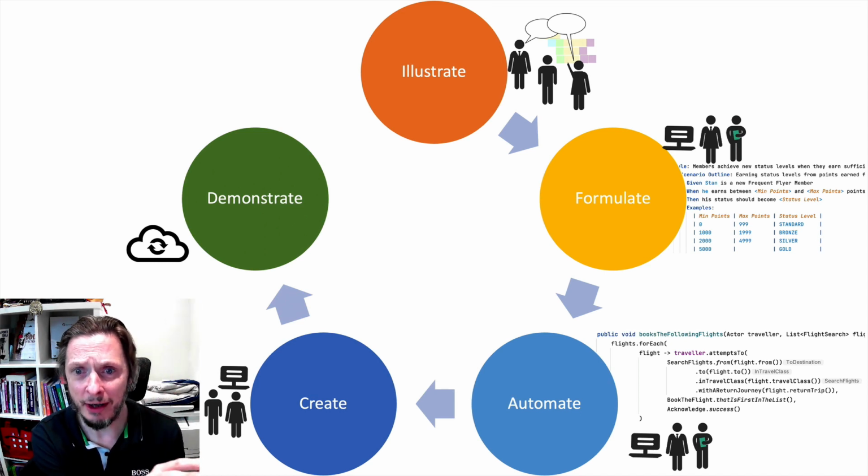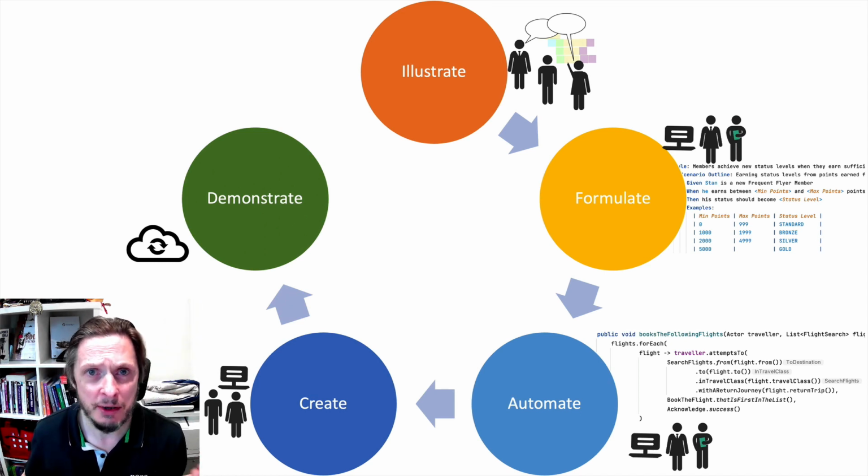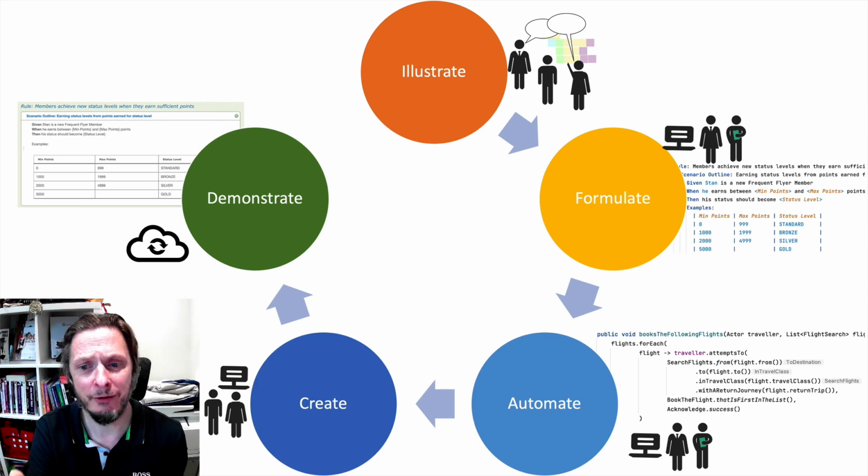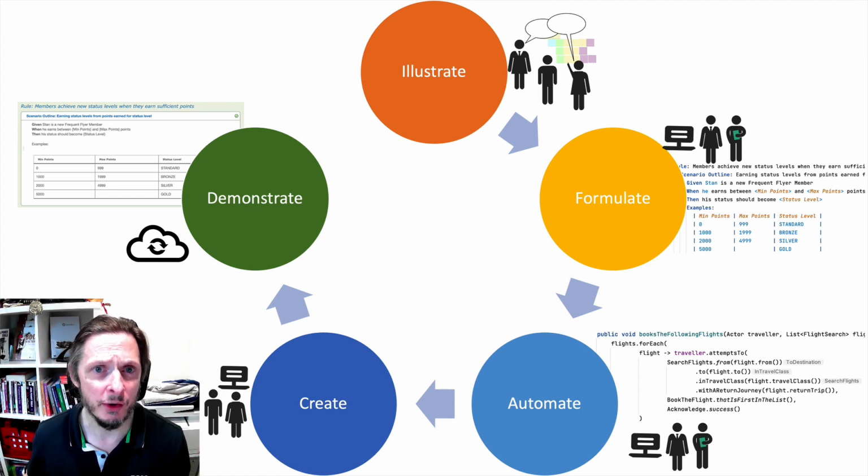The demonstrate phase is where you basically run your tests on your CI server and you generate your acceptance reports, your living documentation, your reports to prove that what you defined in the Formulate phase has been effectively delivered. And that proves that we've actually built the software that we promised.